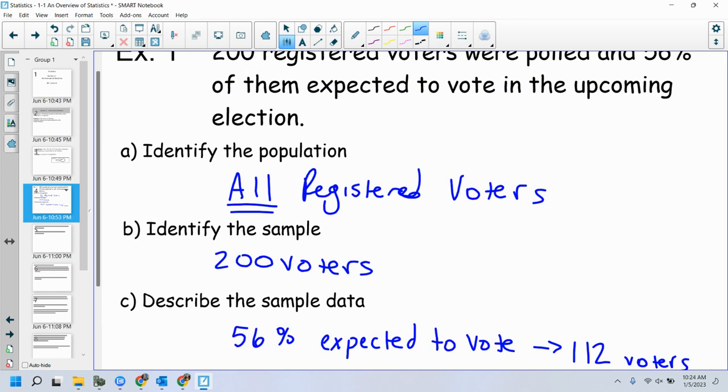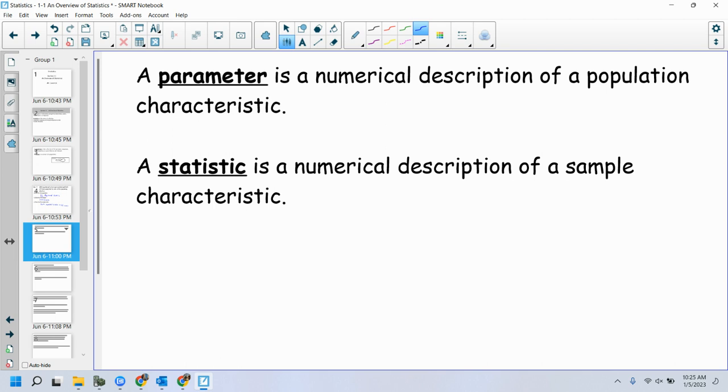So when I'm asking you to describe the sample data, I'm asking you to say, what did this tell me about the sample? Well, it said that 56% of those 200 voters said they were going to vote. And now, if our sample is truly representative of the entire population, I can then say, well, if there are 3 million registered voters, then 56% of those are expected to vote. We can kind of gauge how many people are expected to vote in that election.